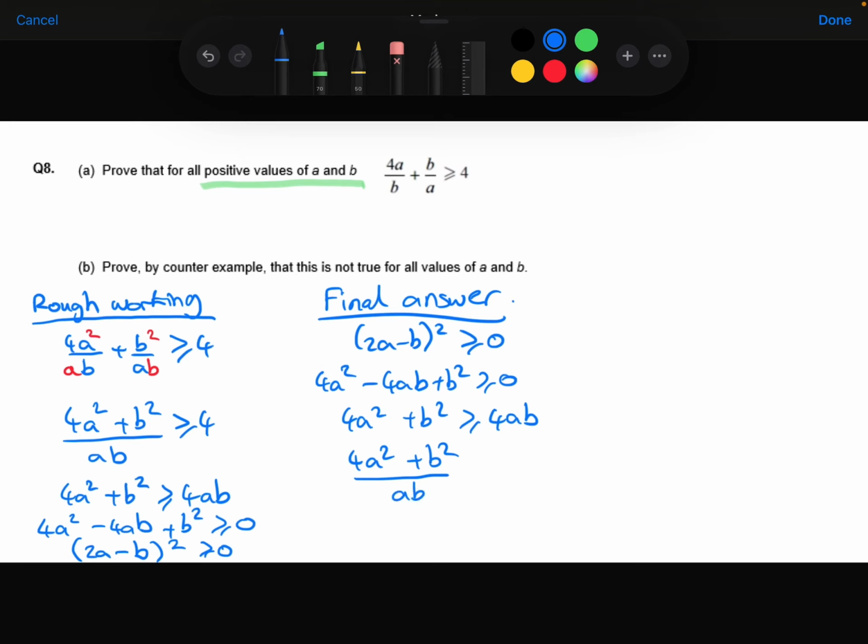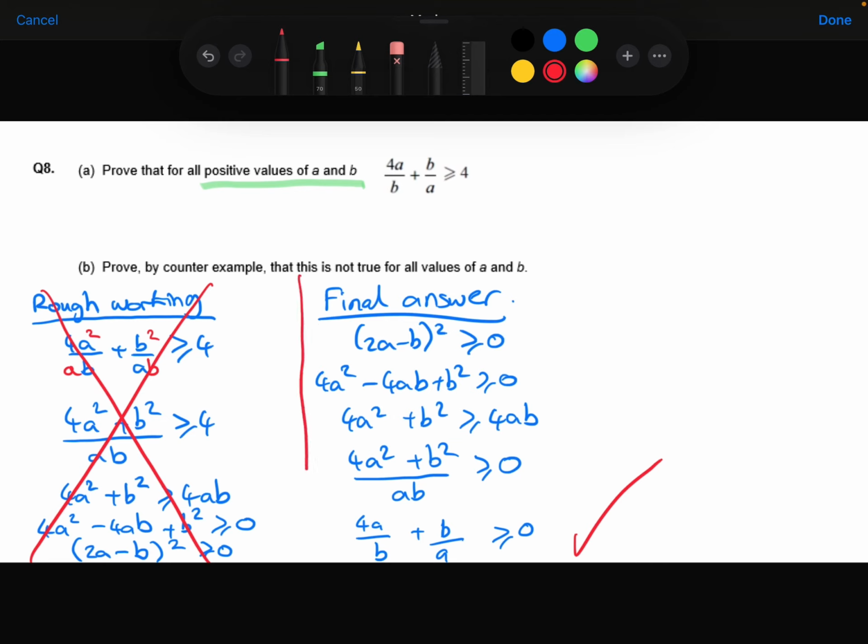And because A and B are both positive, I don't need to worry about flipping the direction of the sign. And this now allows me to split this up into two fractions, and cancel the A here and here, cancel the B here and here. And this was the result I needed to prove. Now I have done that, I'm going to cross my rough working out, because this is my final answer. So that's part A done.